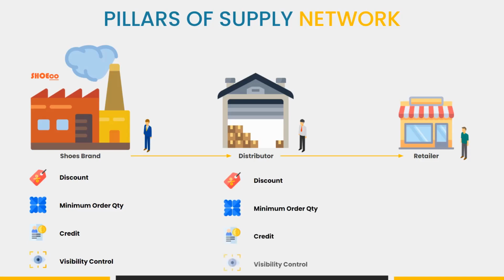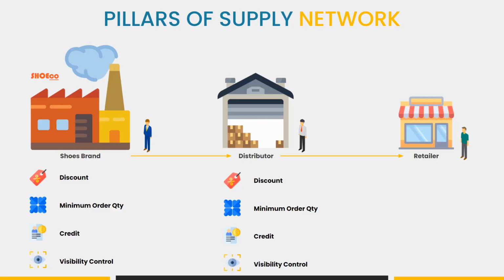So when I'm saying pillars of the supply network or pillars of B2B buying, this is where you would want to extend a special discount to your B2B buyer, or you would want them to buy X number of quantities, only then they'll get the discount. You would want to offer them certain credit, and you may want to have certain visibility control, that you would not want to show certain products to certain B2B buyers. Sometimes there is a geographic restriction or requirement restrictions, etc. So based on your requirement, you can also administer visibility control.